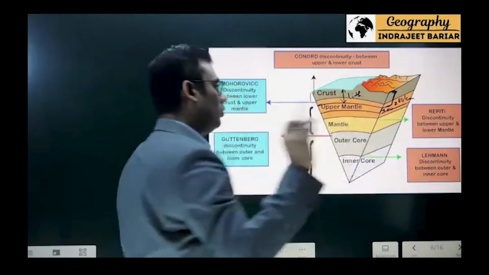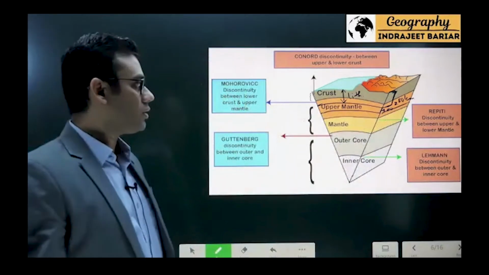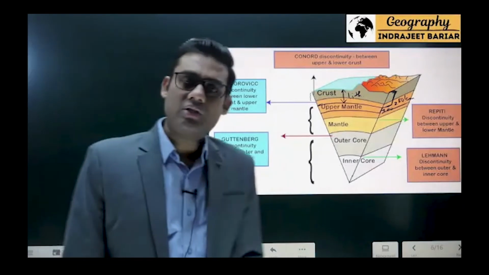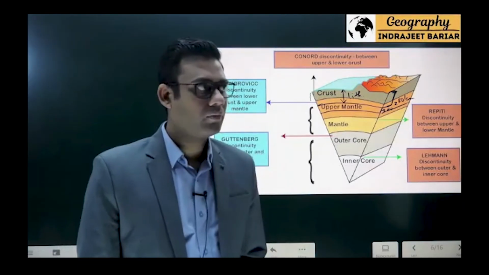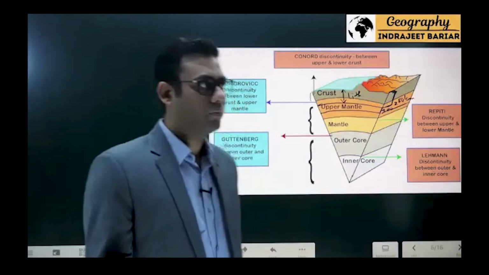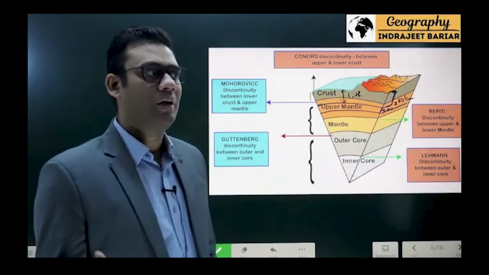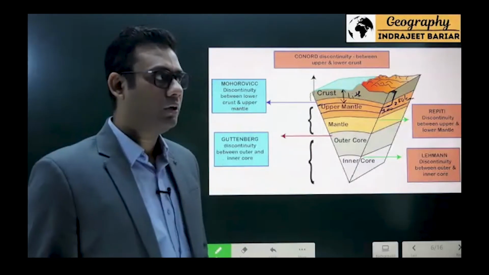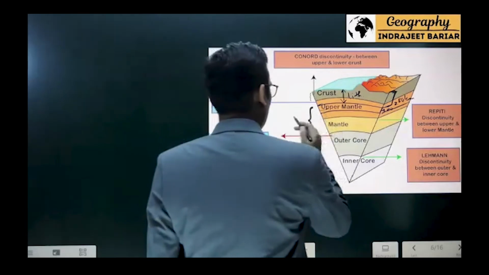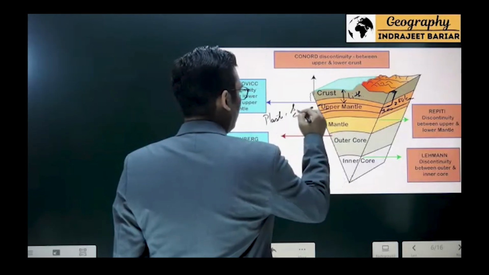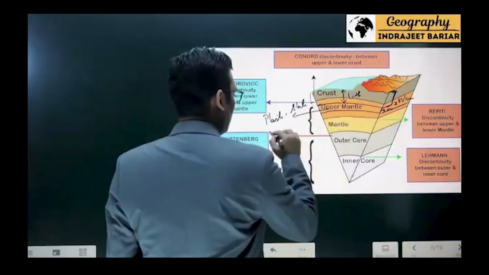This is now the most important layer. And what is this layer? This is the layer which is in a semi-molten state, and we call it a plastic state. Now why is it semi-molten or plastic? Again, very important. It is in a semi-molten and plastic state. And why is it in a plastic state?